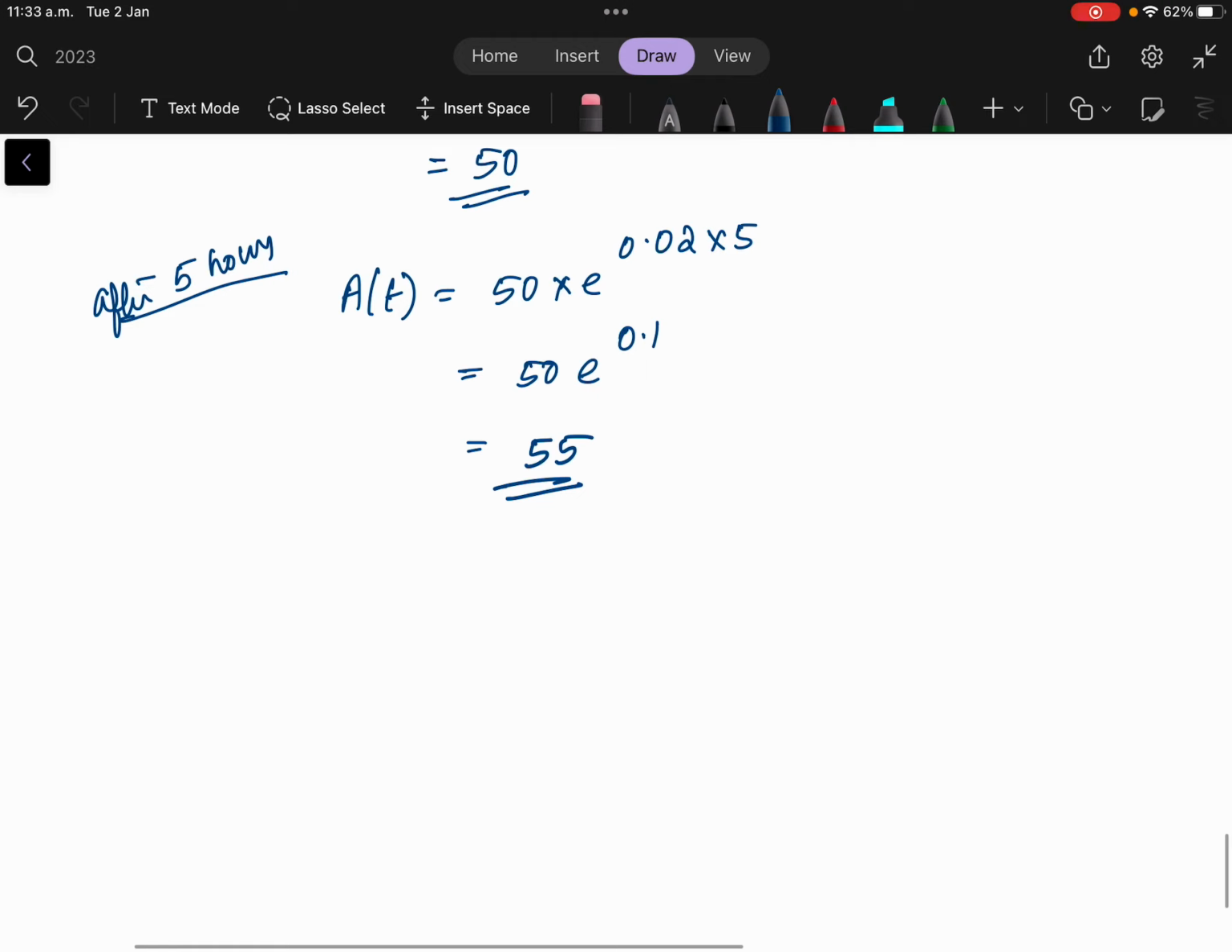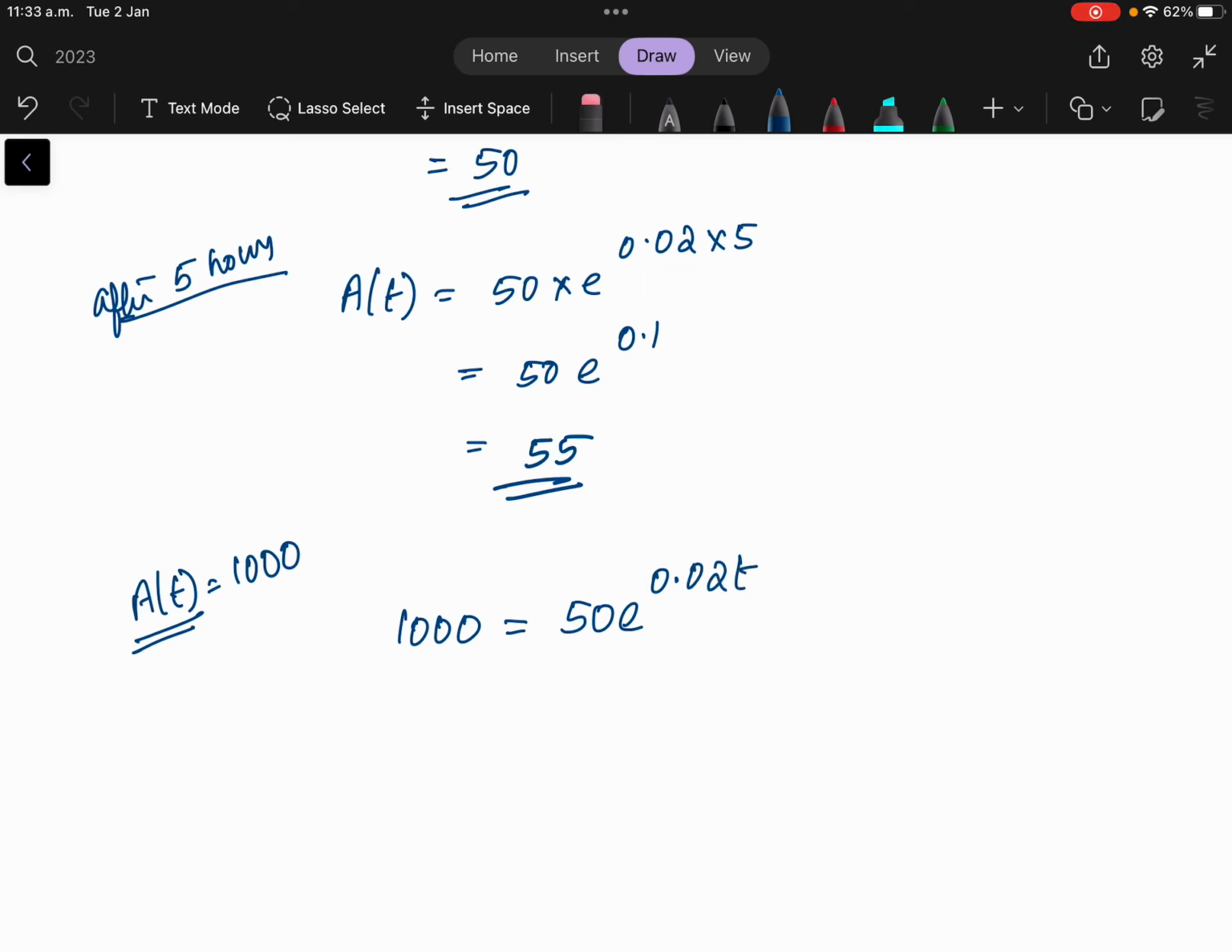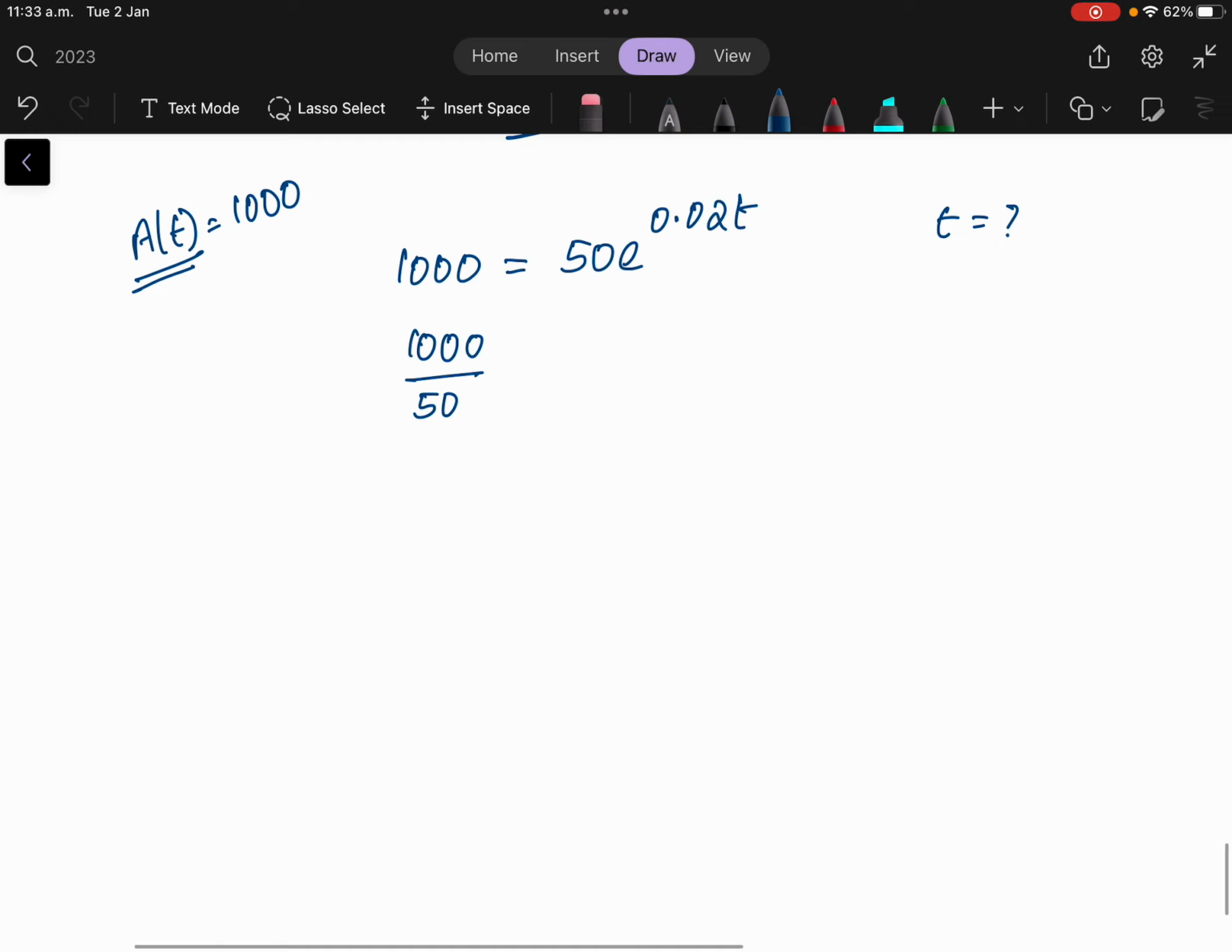And then they can say, at what time will this bacteria growth cross 1000. So you have to read the question and understand that it is the value of A of t they are mentioning. So you write 1000 for that, so 1000 equals 50 e to the power of 0.02 t. The question is to find the value of t, so you simplify it: 1000 over 50 is equal to e to the power of 0.02 t. So 1000 over 50 is 20, which is equal to e to the power of 0.02 t.